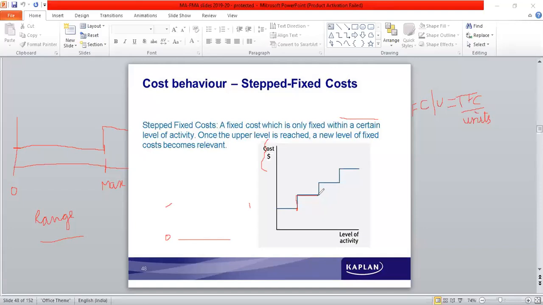Okay. A fixed cost which is only fixed within a certain level of activity. Within a certain level of activity, we see that this is applicable. But as the level of activity keeps increasing, the fixed cost also increases, but it doesn't increase proportionately. It remains the same until the next activity level. Such a type of cost, we call a step fixed cost. Once the upper level is reached, a new level of fixed cost becomes relevant.